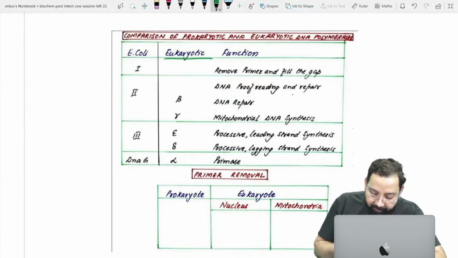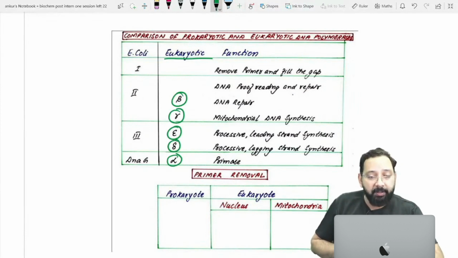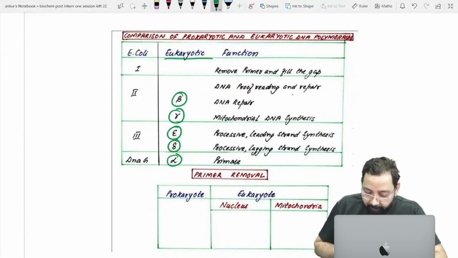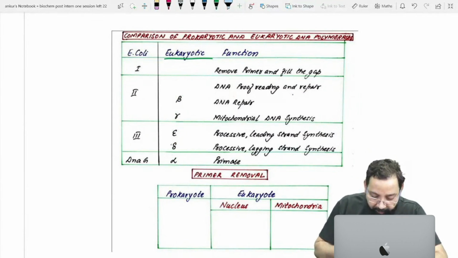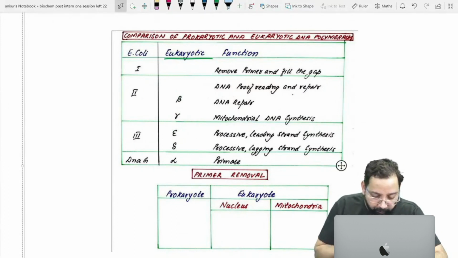In eukaryotes, the polymerases are named alpha, beta, gamma, epsilon, delta. These are eukaryotic polymerases. So now you will remember, first of all, prokaryote, we have discussed DNA polymerase 3.